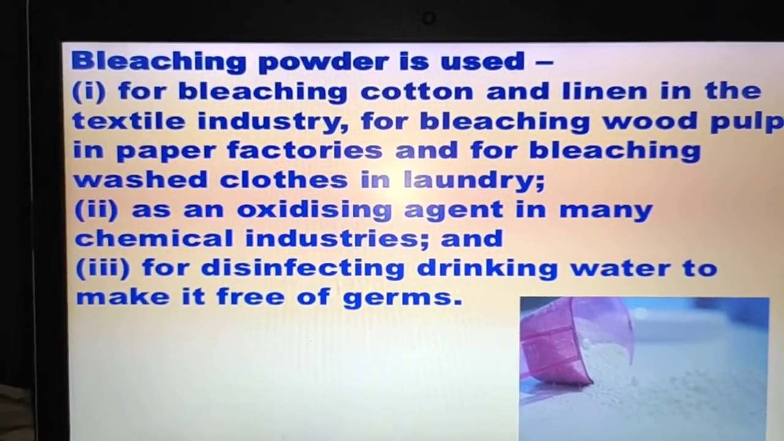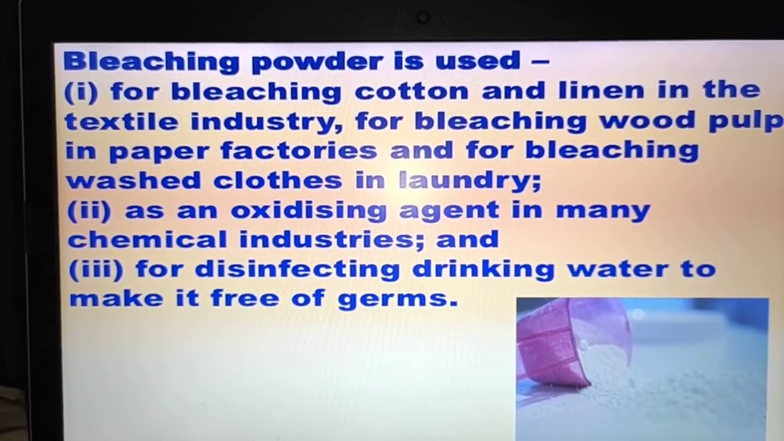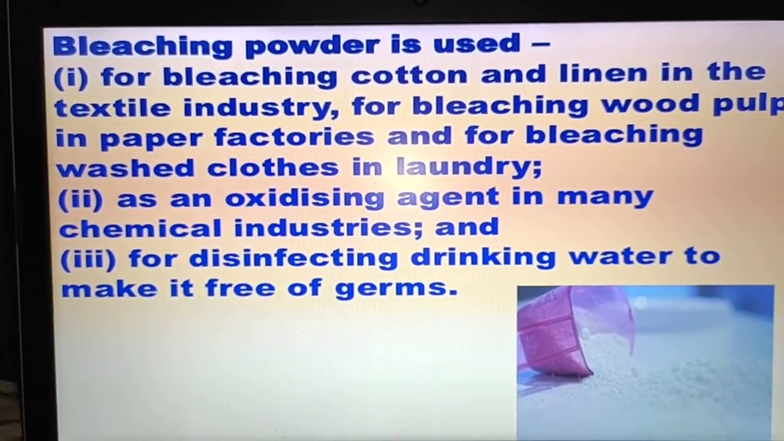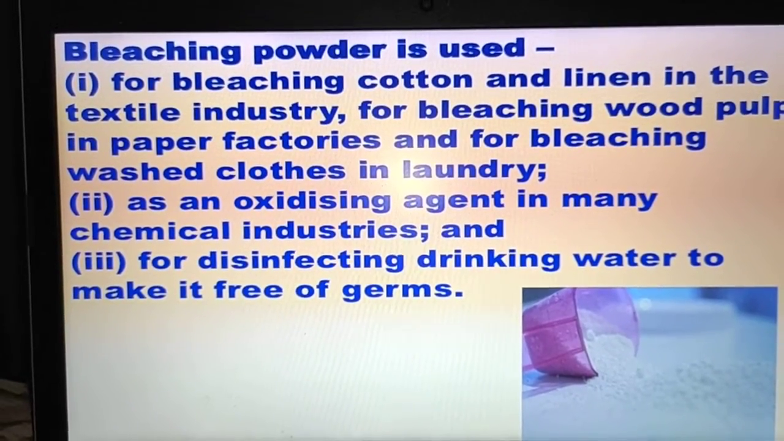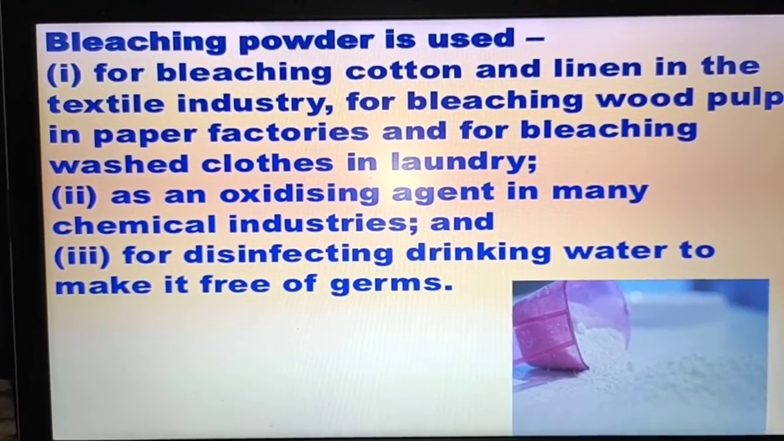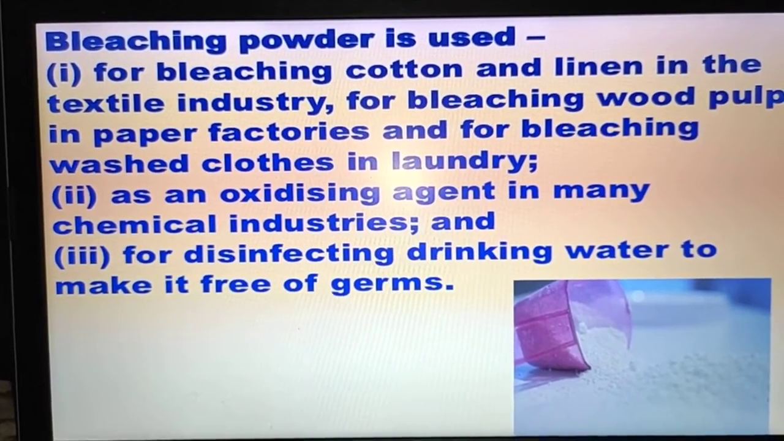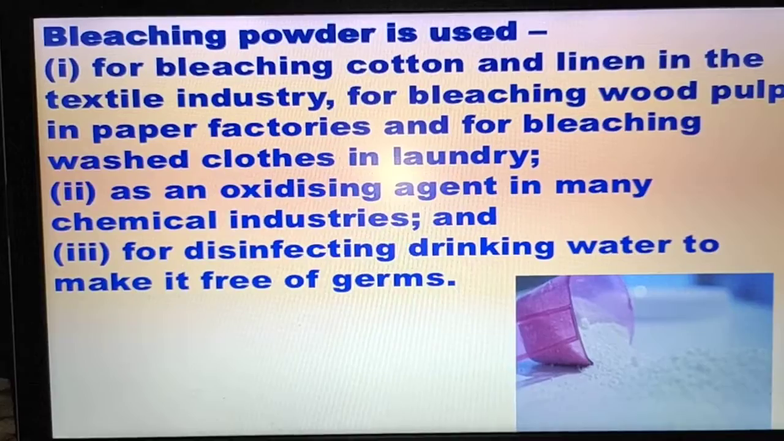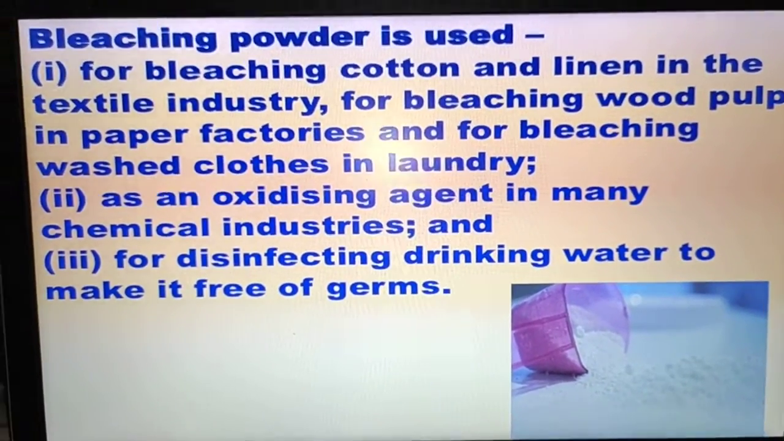The uses of bleaching powder are: bleaching clothes and linen in the textile industry, bleaching wood pulp in paper factories, and bleaching washed clothes in the laundry; as an oxidizing agent in many chemical industries; and for disinfecting drinking water to make it free from germs.